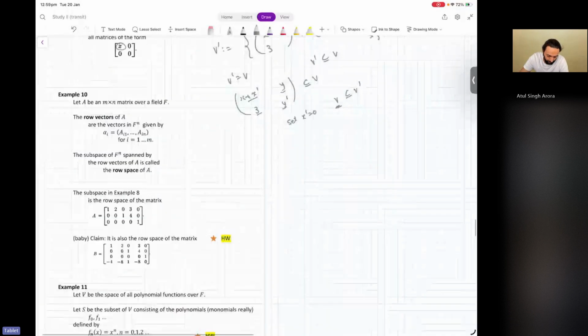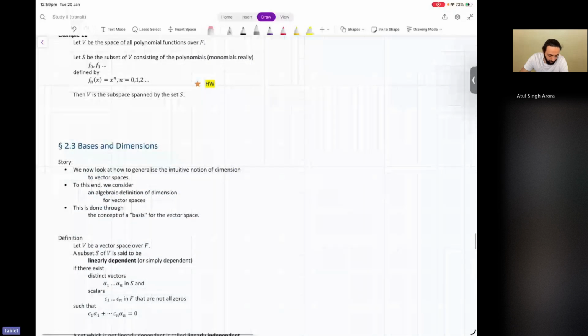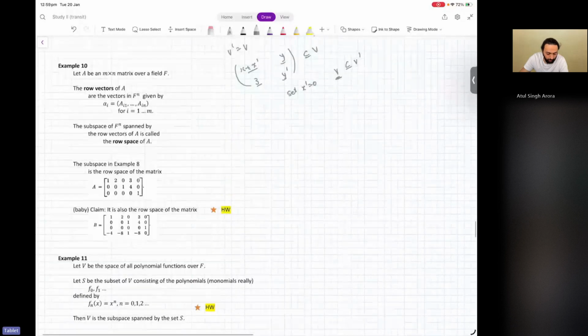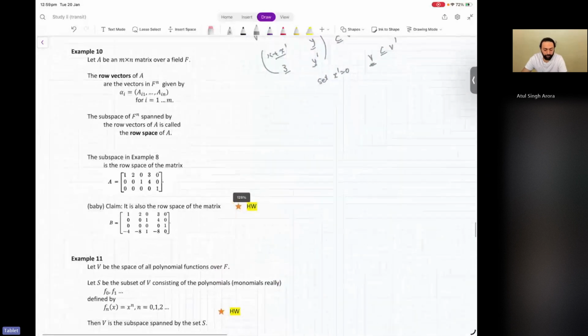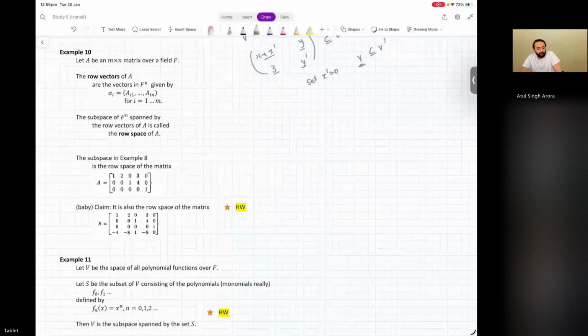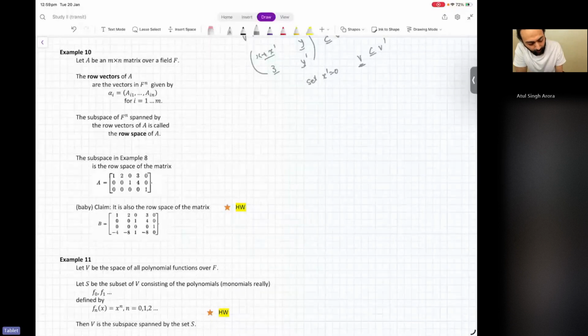Maybe section 2.3, I will record and send you a recording. Let's just go through the other 2 examples here.